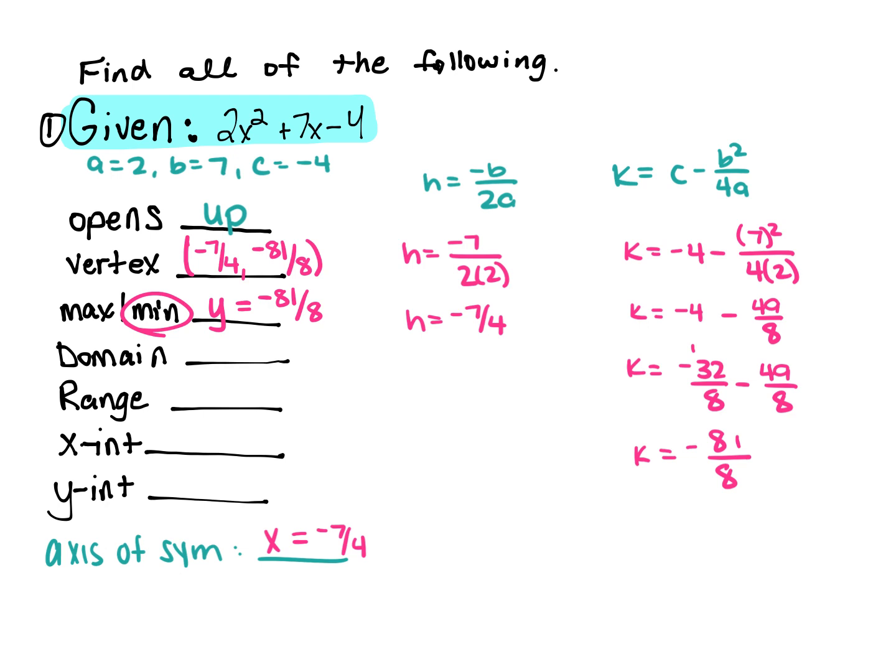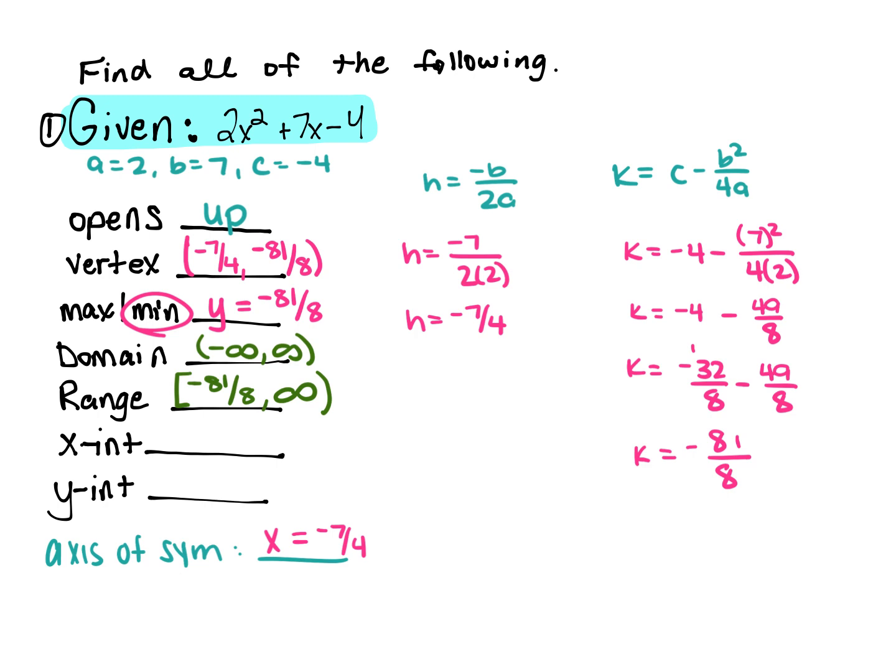Your domain, since this is a parabola, automatically it's all real numbers. So from negative infinity to positive infinity. Your range has to do with the y value from your vertex. So this parabola opens up, it's going to go to positive infinity. The lowest value is going to be that negative 81 over 8, which is included. So we'll have a bracket on the negative 81 over 8, comma, positive infinity, with the parentheses on that.